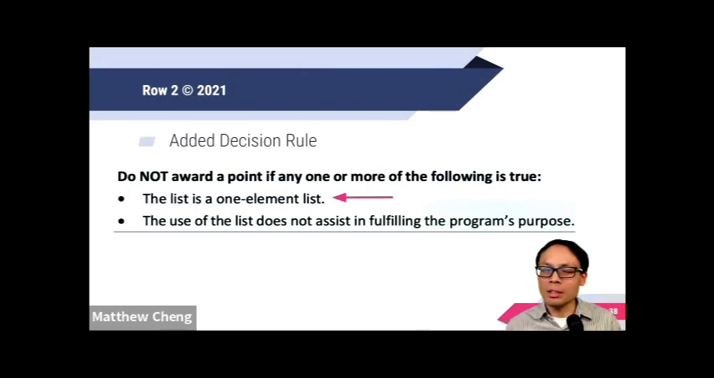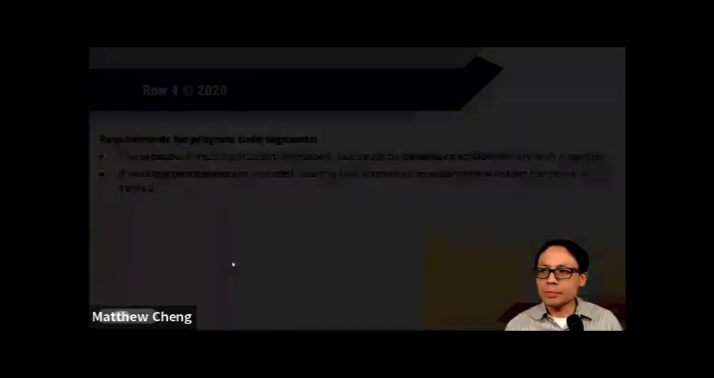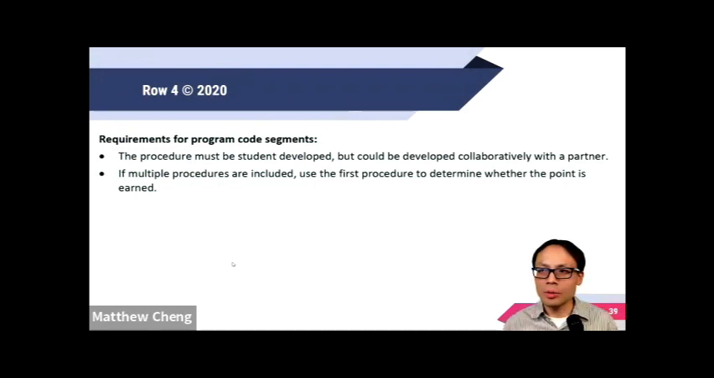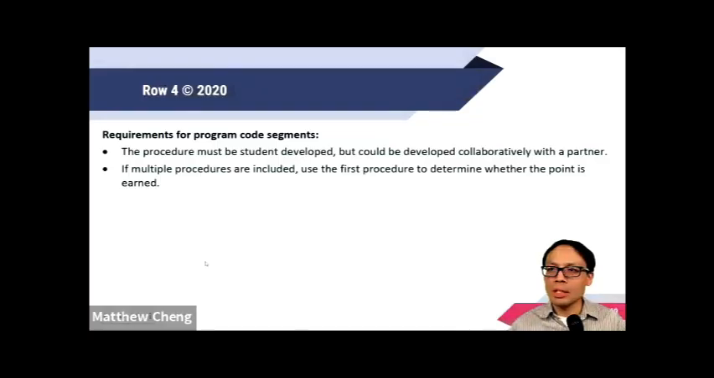I think that goes along the lines of the list being trivial. If it only ends up with just one element in the list the entire time, I think that's not really what the College Board's going for. Now, row 4, again, for the 2020 edition, just has these 2 lines here. It says the procedure must be student developed, but could be developed collaboratively with a partner. If multiple procedures are included, use the first procedure to determine whether the point is earned.